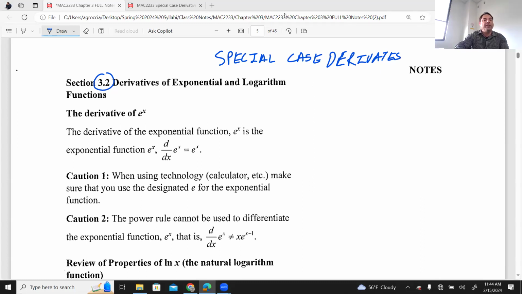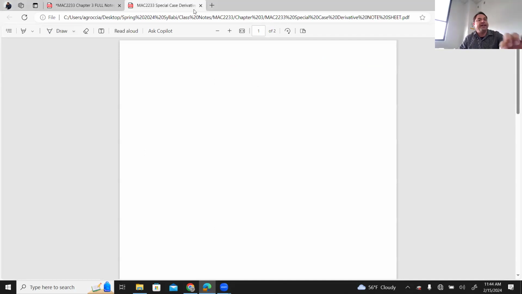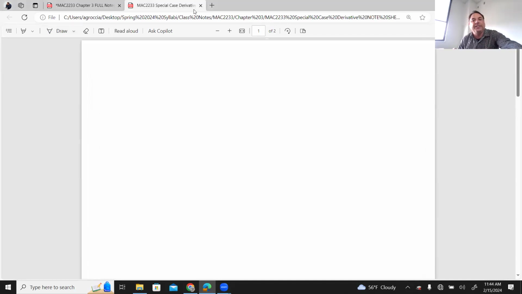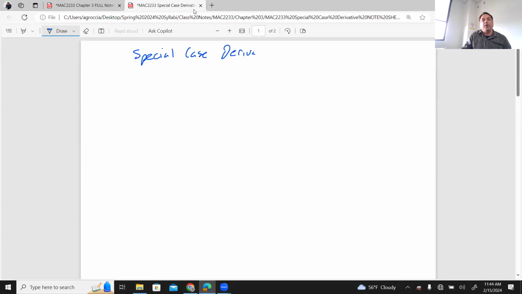Okay. Now I'm going to a whole separate document and I'm going to ask you to go to your separate sheets. Here's where we can make a nice notes sheet for our special case derivatives. And later on, we're going to add product rule, quotient rule, chain rule, elasticity, some other stuff. So let's label this special case derivatives. And there's going to be 4 of them. Special case derivatives. When I say special case derivatives, these are the weird, the special, the interesting ones.